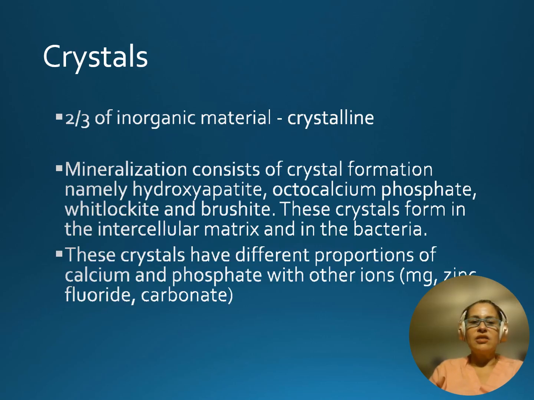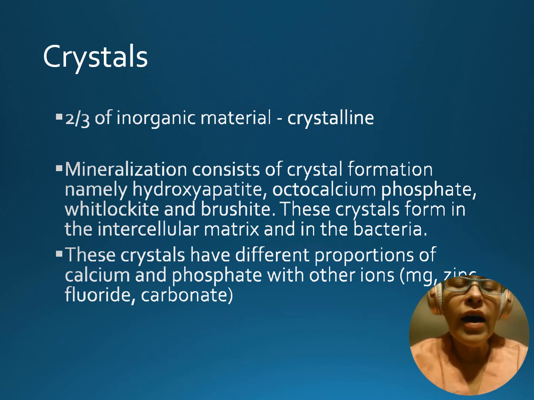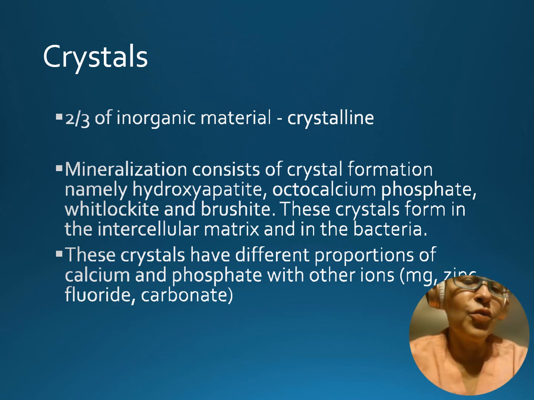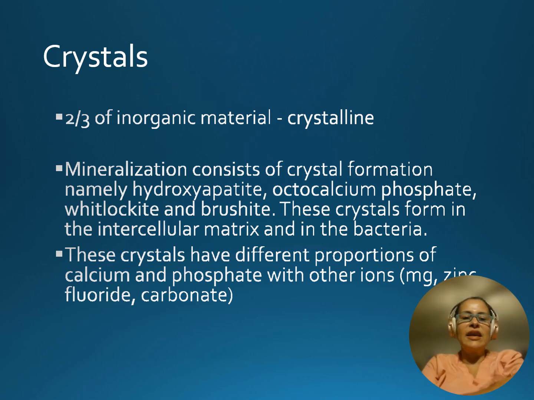Now, the calculus crystals. Two-thirds is inorganic material, and they're going to create the crystalline structure. The mineralization consists of crystal formation, namely hydroxyapatite. The hydroxyapatite will be a compound in the enamel, octacalcium phosphate with whitlockite and brushite. These crystals form in the intercellular matrix and in the bacteria. So we have calculus crystals forming.